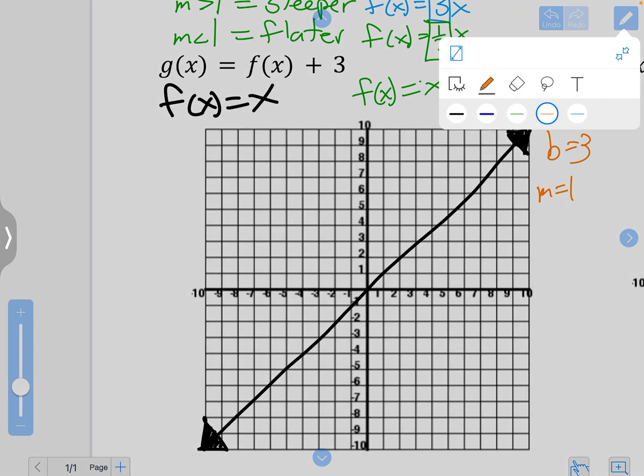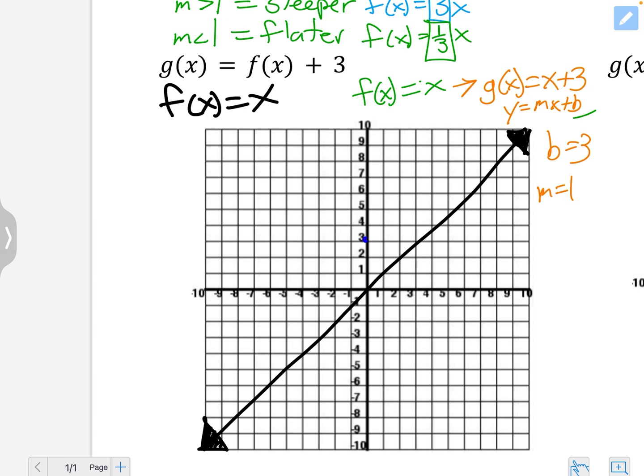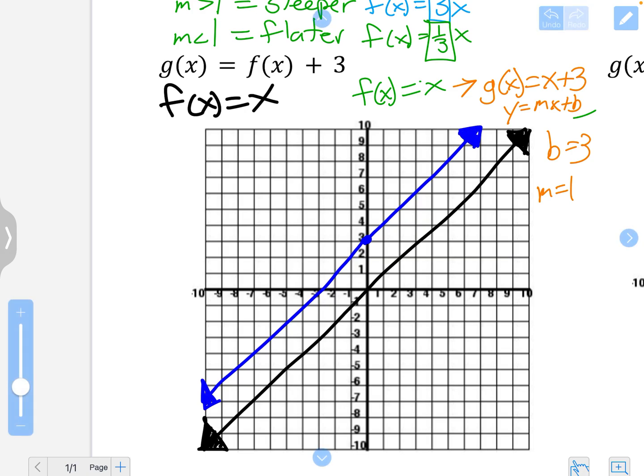So all I would do with this line is move my y-intercept to 3, and then I would graph it the exact same way with the exact same slope. So they would be the same level of steepness. My g of x would just be shifted up 3.